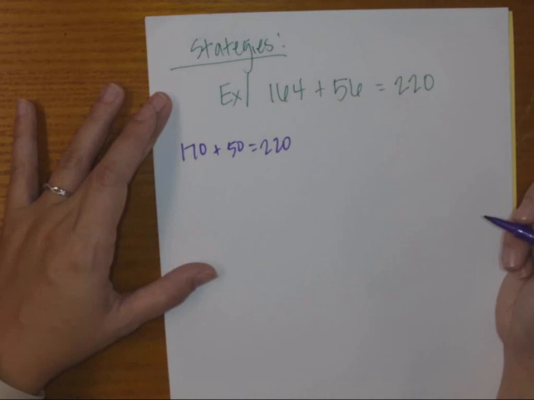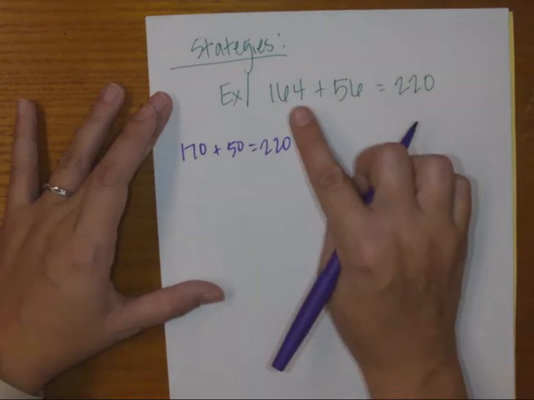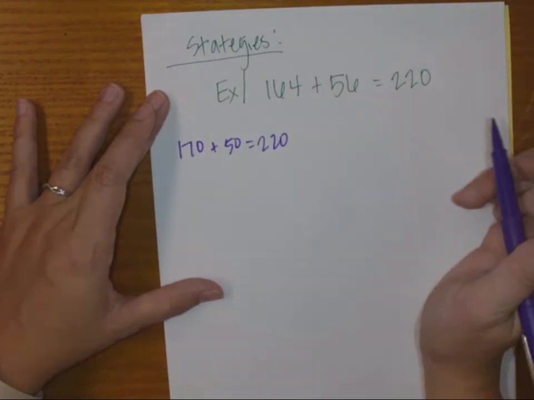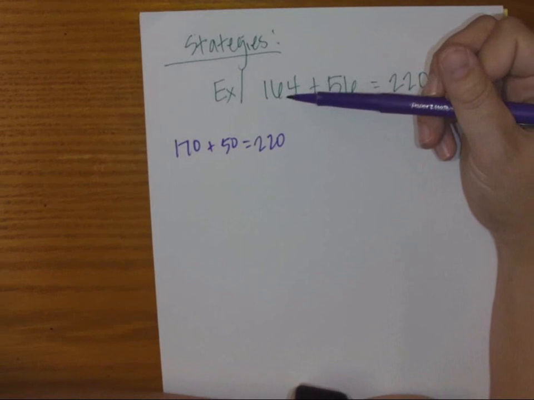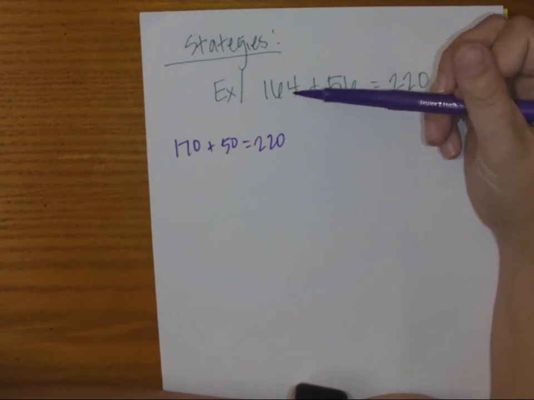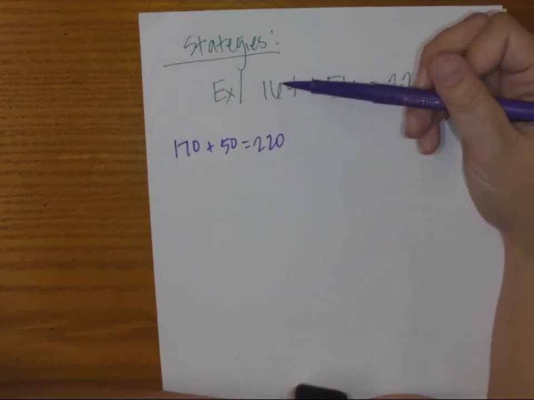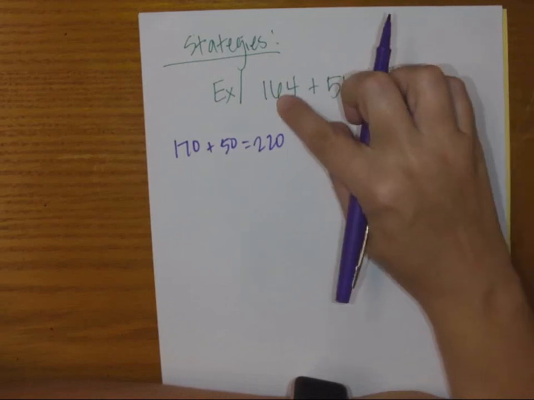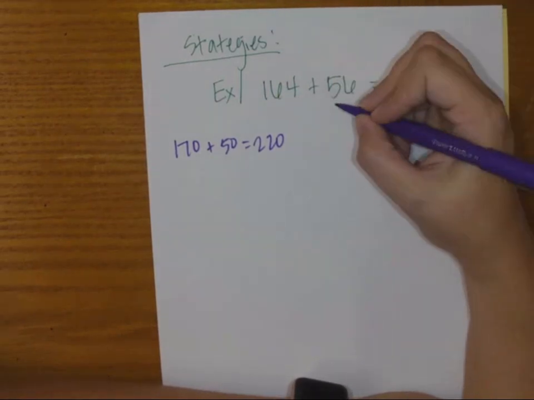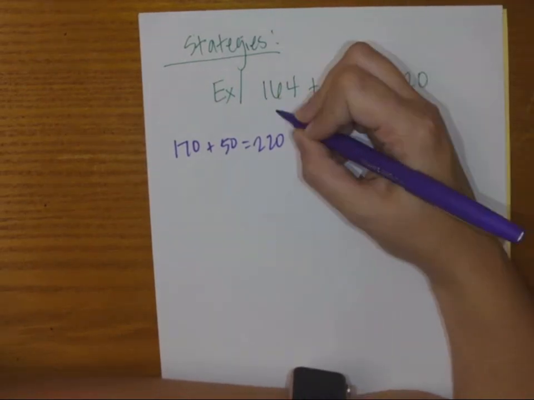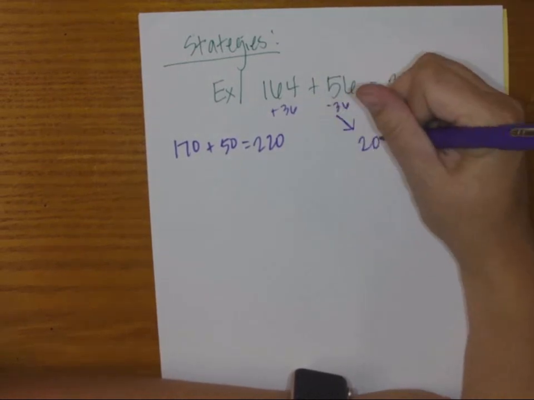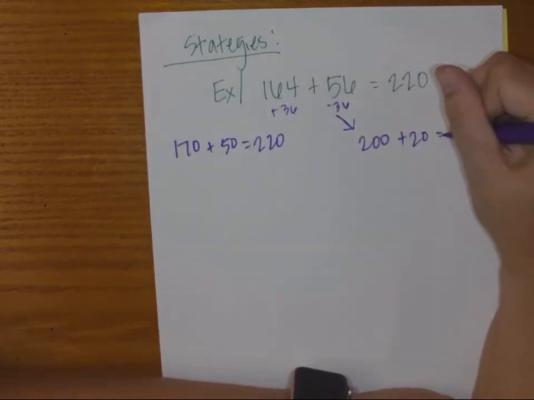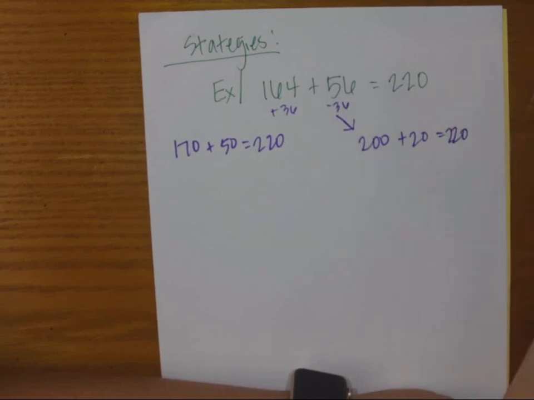Another way, let me think. Earlier in class, I did this example in class earlier today. Another way somebody thought about it was, well, I need to add 36 to 64 to make this into 200. So I'm going to take 36 from over here and put it over here. So taking away 36 over here and adding it over here gives me 200 plus 20, which is 220.